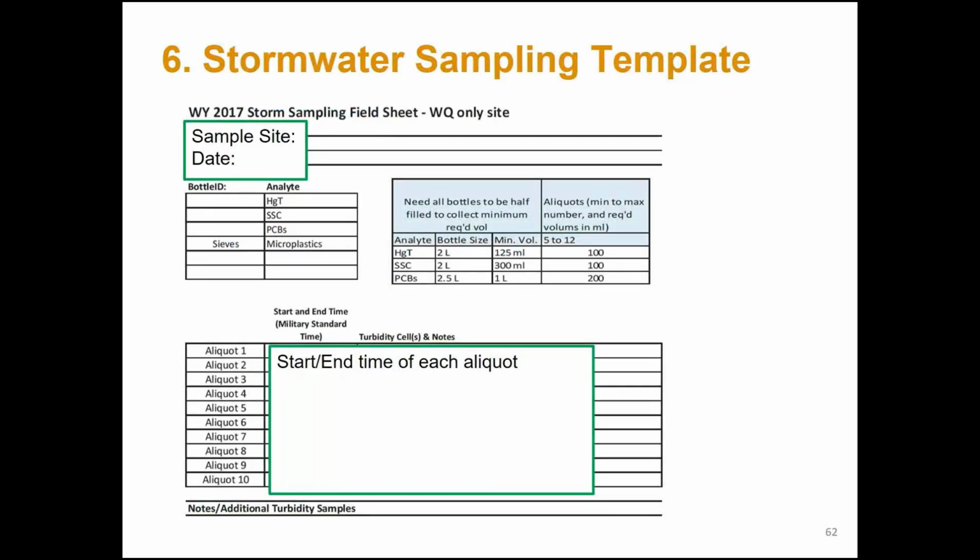This is the stormwater field sampling form that we used, and we actually used the same form for collecting samples for a variety of other contaminants. And this is a fairly simple form where we just record the start and end time of each aliquot, or each of the sips that we're taking during the sampling.